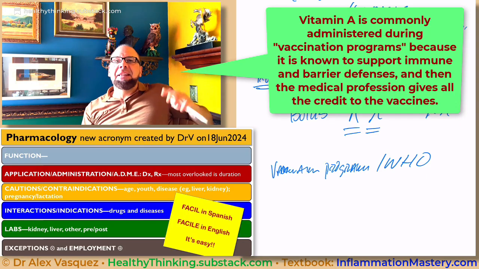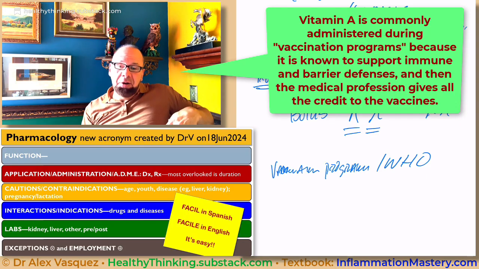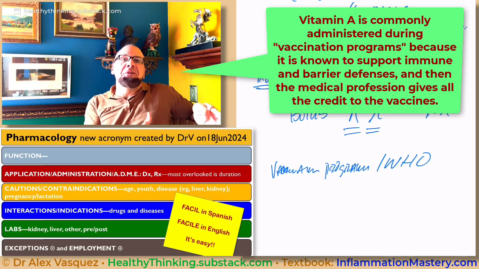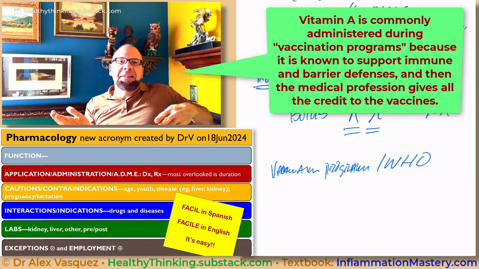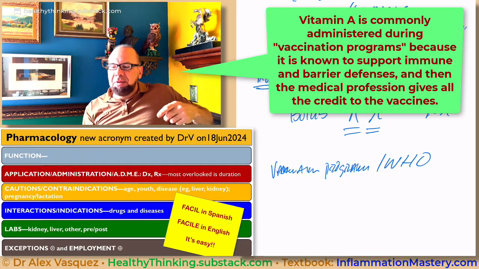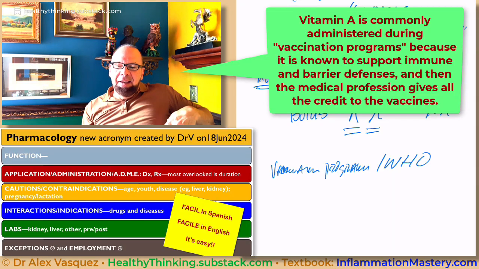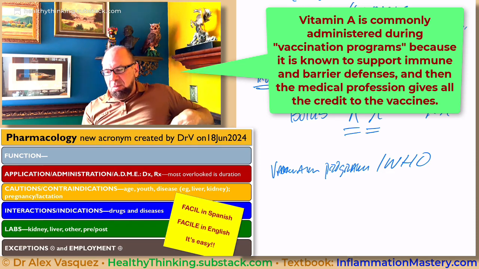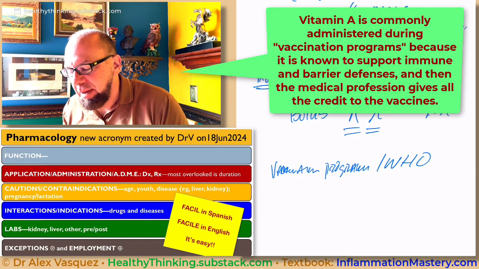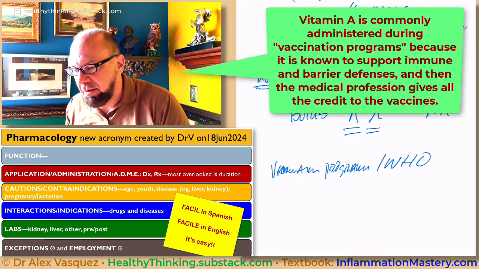So let me say that a different way for those of you who want to hear it a different way or who didn't get it the first time. They take these kids who are nutrient deficient and therefore vulnerable to infections. They give them a vaccine, and on the side, they give them an injection of vitamin A, or they give them vitamin A drops, and they give them iron and zinc. And then when the kids don't get sick, they say, the vaccines did the work. It's just total bullshit. But anyway, that's what happens.